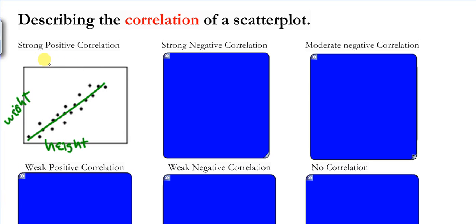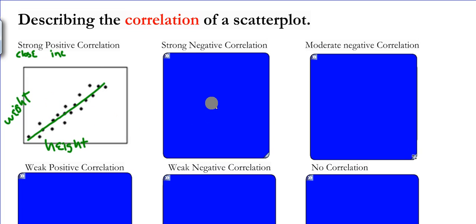We would call this a strong positive correlation. Strong because the data is close to the line. Positive because the data is increasing. So it's close to the line and increasing.